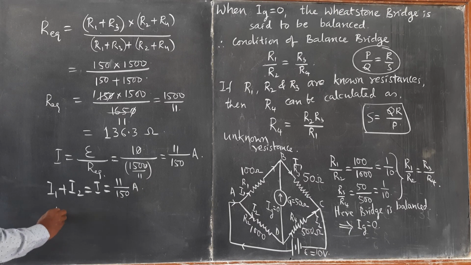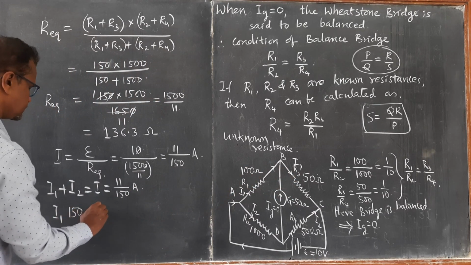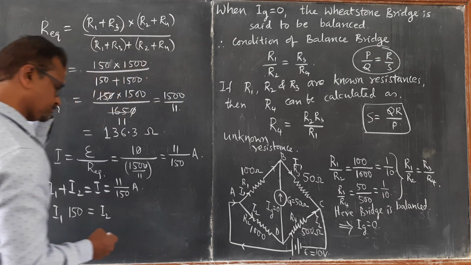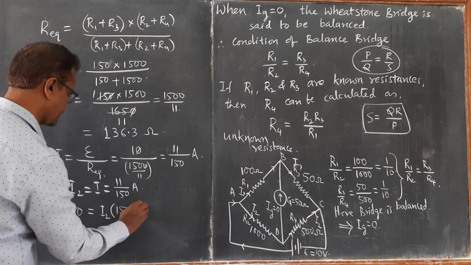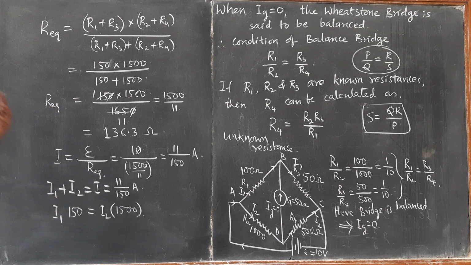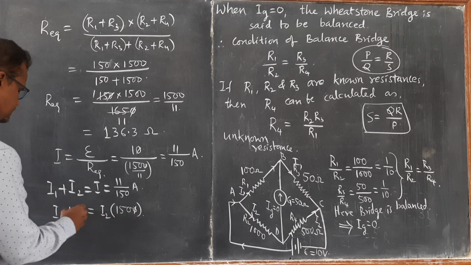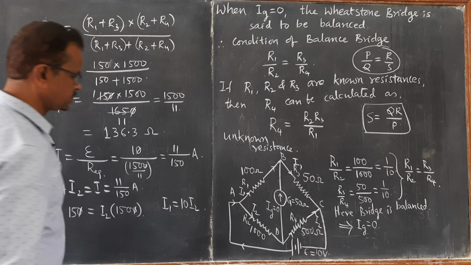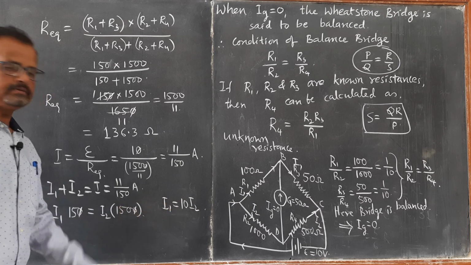So I1 into R1 plus R3, which is I1 into 150, is equal to I2 into, because potential difference will be same now, I2 into R2 plus R4, 1500. Therefore, one can calculate what is I1. Therefore, I1 is equal to, 0 0 cancels, 15 tens are 150, I1 is equal to 10 times I2. So if you substitute, you can calculate what is the value of I1 and I2 separately.